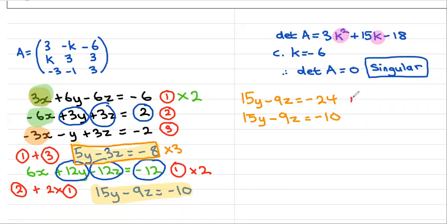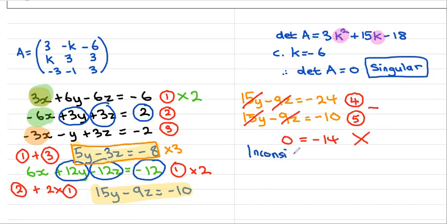So I'm just solving as much as possible until this system breaks down. We know it's a singular matrix. This is not going to work. And straight away, as you can see, if I subtract, let's say if I do 4 subtract 5, the 15y's are knocked out, the 9z's are knocked out, but then we get a contradiction. We get 0 is equal to 24 plus 10, which is going to be negative 14, which cannot happen. So this is inconsistent, because we can't solve this.